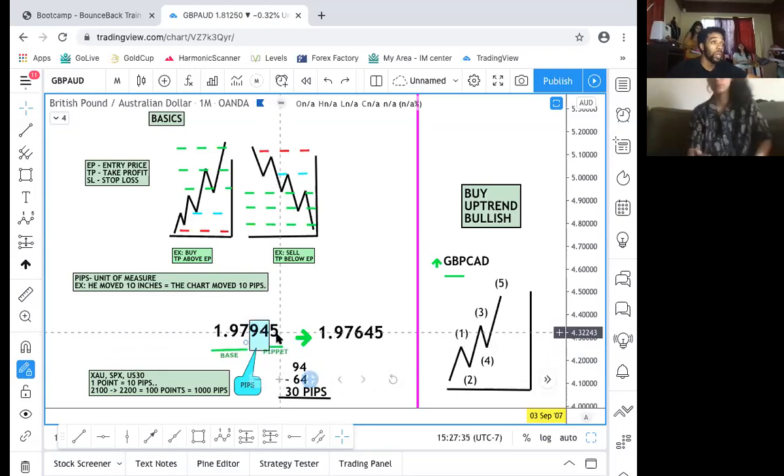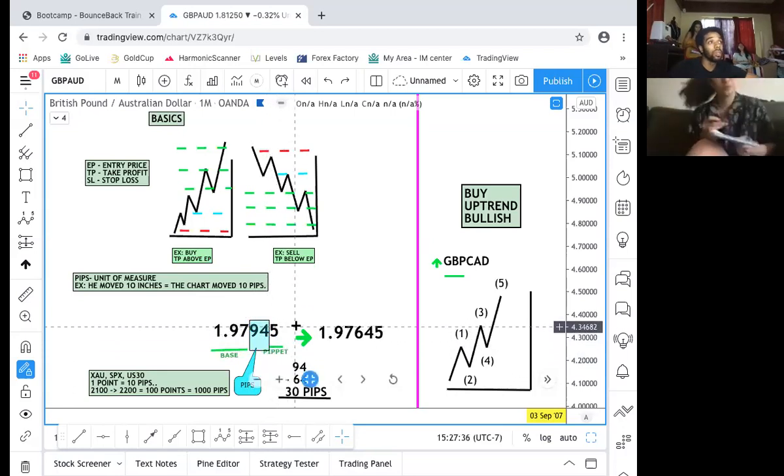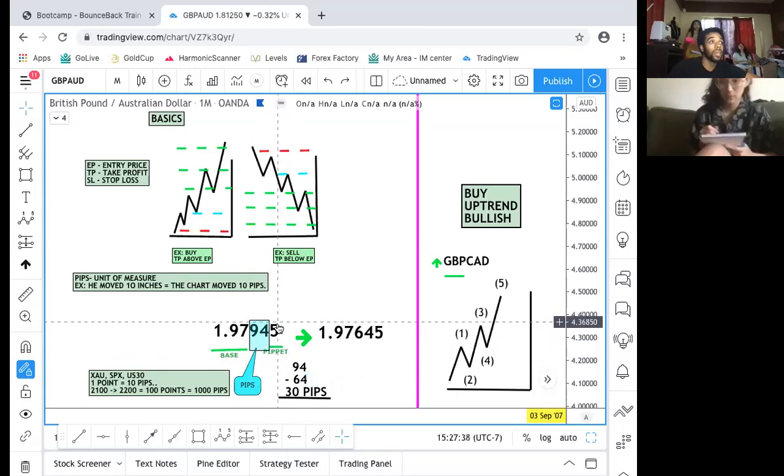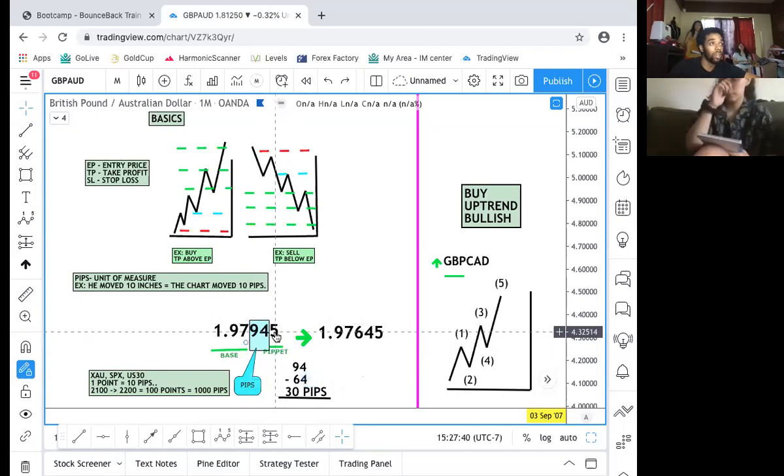So pretty much whenever I'm trying to calculate my pips, what I do is I cut off the pipette, literally cross it out. I'll drop an X on it.